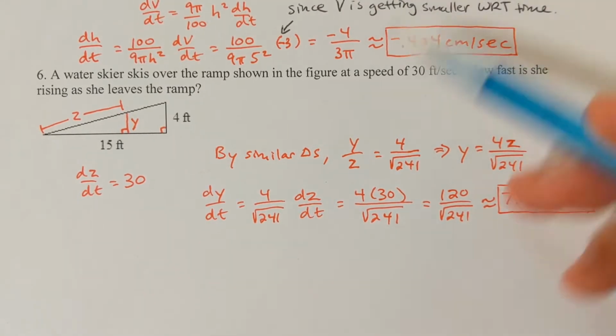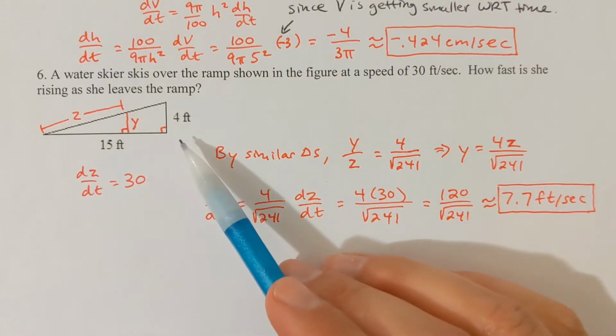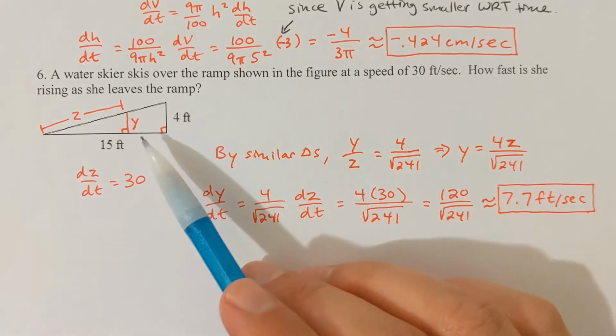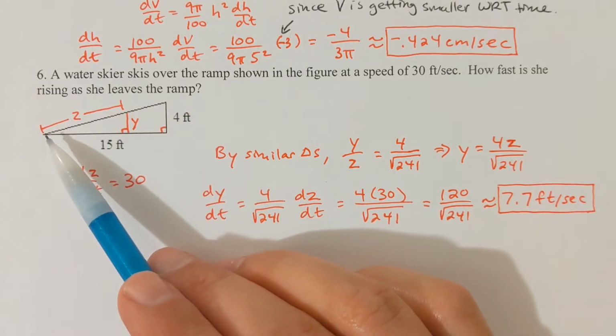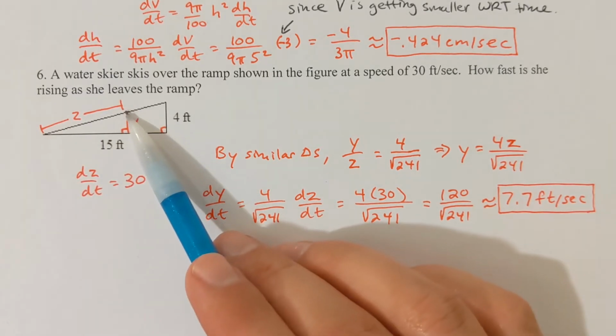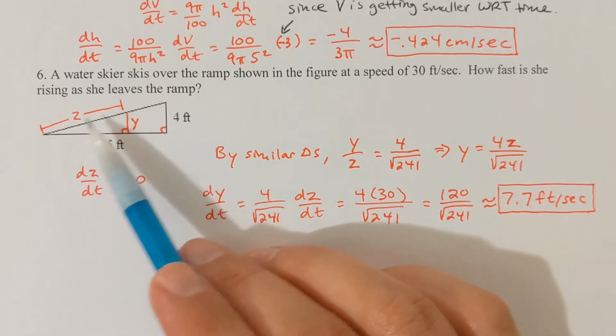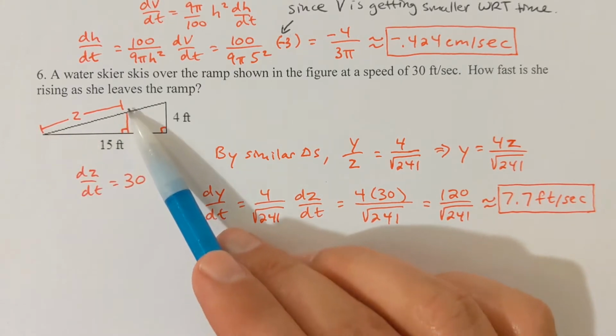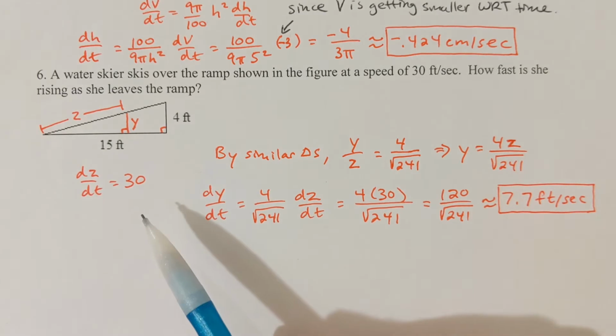Okay, so here's the ramp, 15 feet across, 4 feet high. Now, let me call wherever she's at on the ramp. Okay, suppose it's this position here. She will be z feet away from the water, and she will be y feet above the water.